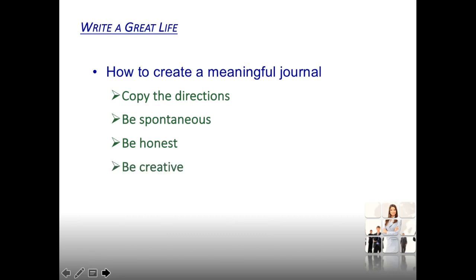Fourth, be creative. As you write your journal, don't tell me what you think I want to hear. If you have an interesting story that relates to the topic being discussed, share it with me.